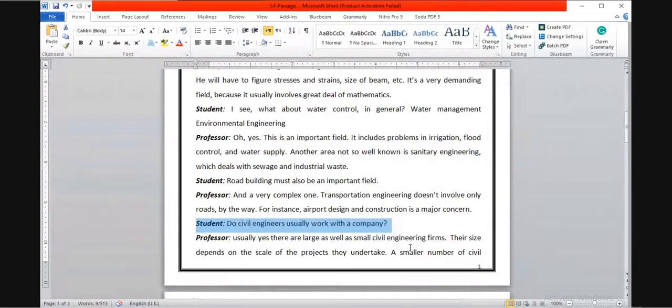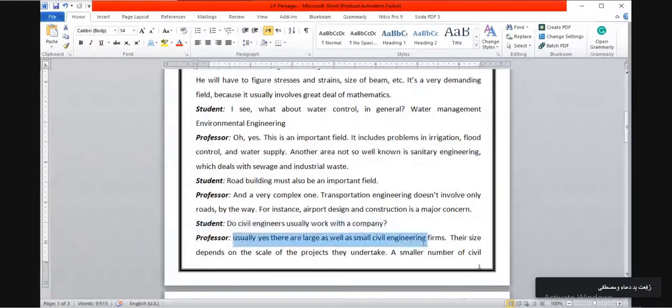Do civil engineers usually work with a company? Yes, do civil engineers, the ones who come from civil engineering, usually work with a company? The student is asking the professor, does the civil engineer work with a company? Thank you, Zahra Muthanna. The professor will try to answer this question.